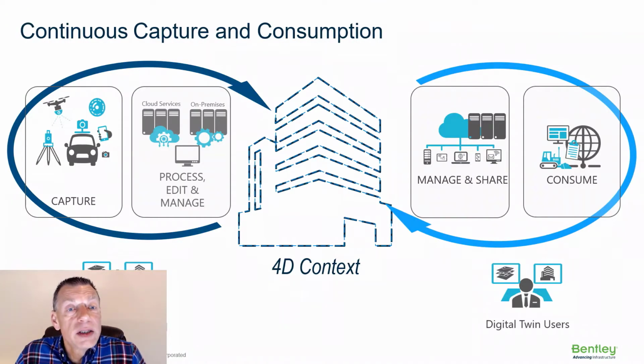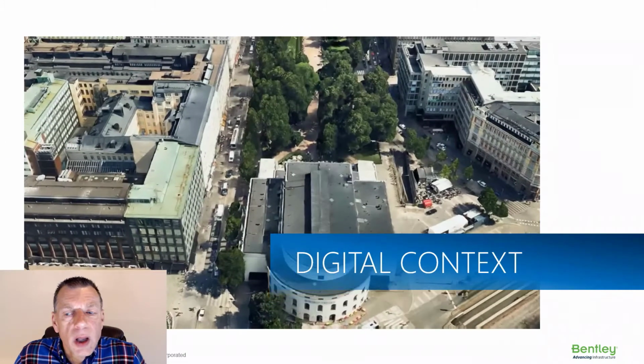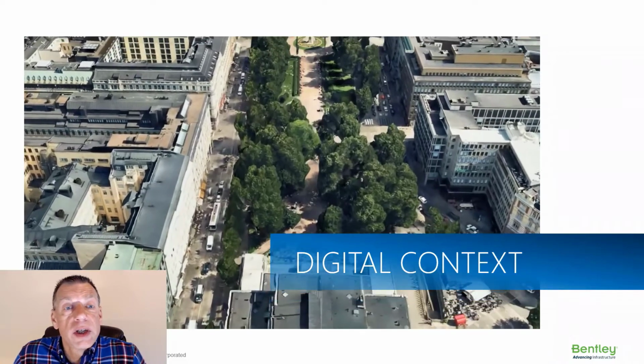The digital twin exists by virtue of continuous capture and consumption. Change over time and federation of information are among the most crucial differences between a 3D model and a digital twin. And it all starts with digital context.